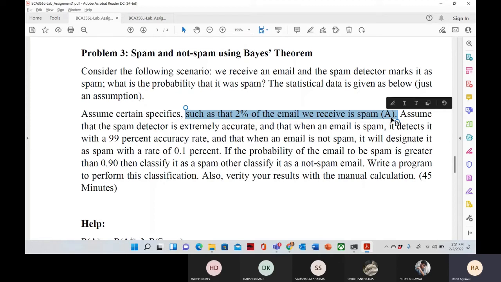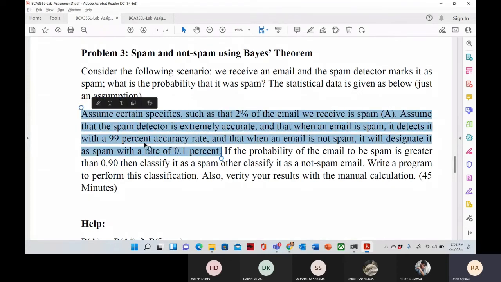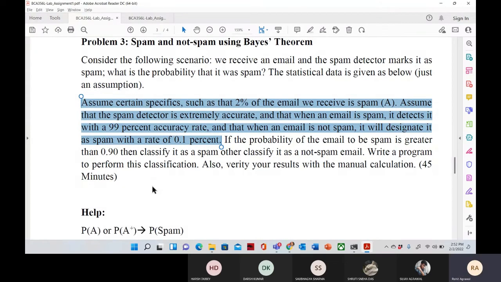Okay. Assume that the spam detector is extremely accurate, and that when an email is spam, it detects it with a 99% accuracy rate, and that when the email is not spam, it will designate it as spam with a certain rate. So just think what this wants to convey. Just guess what it wants to convey.